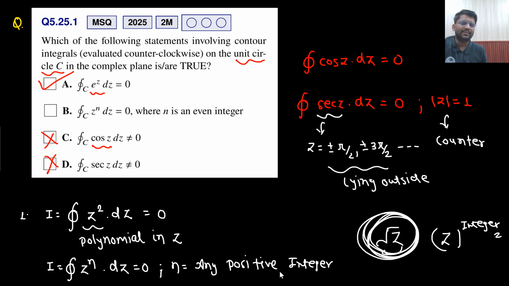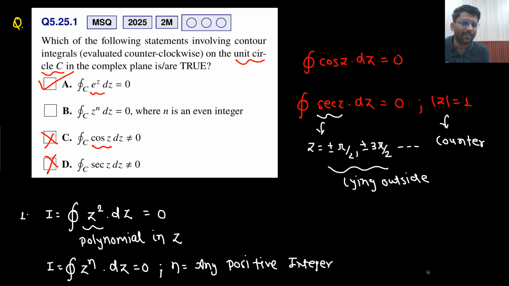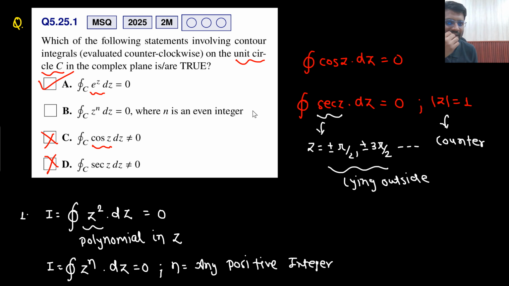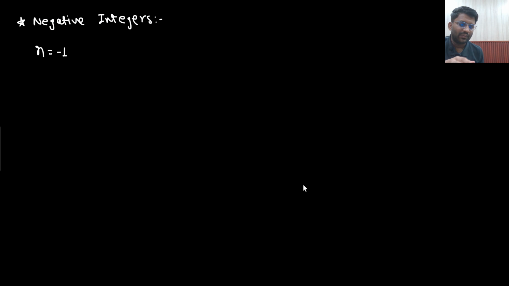But sir, if the power is any positive integer, then the answer would be equal to 0 only. Sir, what about negative integers? Now let's see the case of negative integers. Although in the examination they have asked only about even integers, here any positive integer, whether odd or even, both will work. In the examination they ask something else, but we are solving something else now.